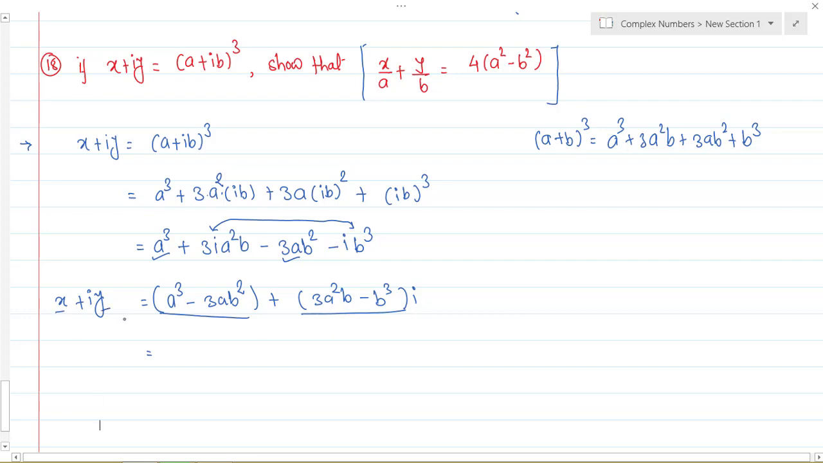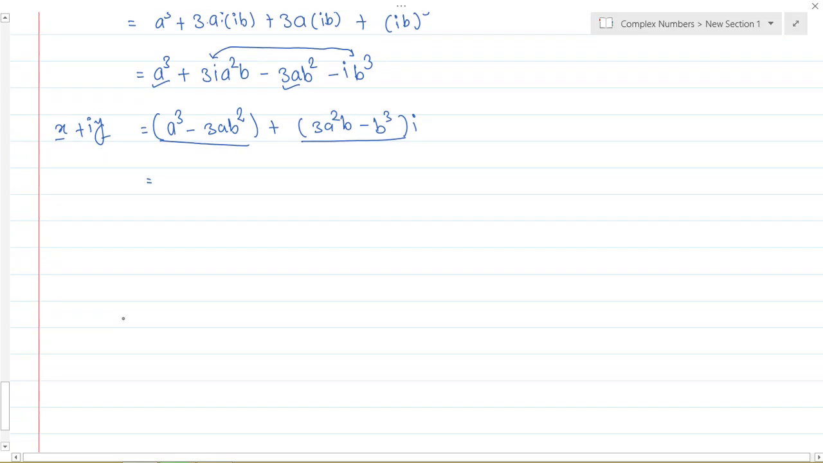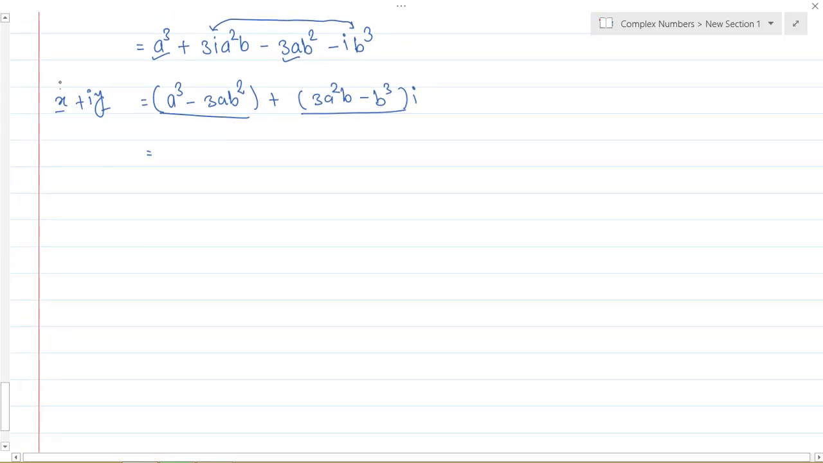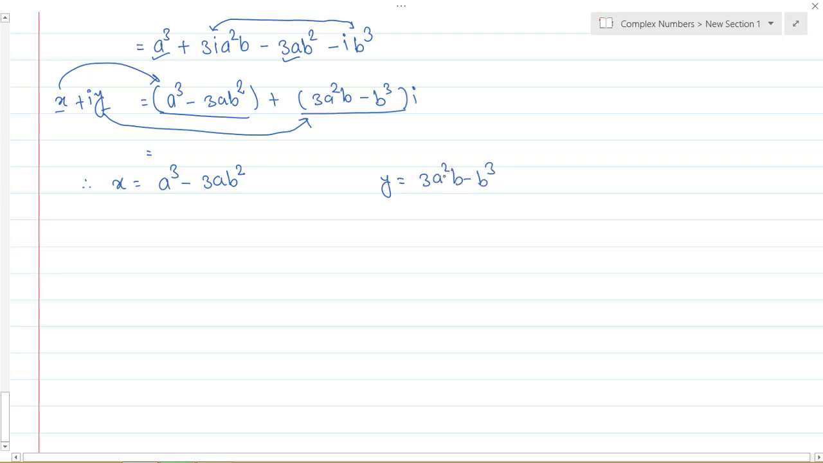So what we can do, simply compare these two equations and you will get the real part equal to the real part and the imaginary part equal to the imaginary part. Therefore x is equal to what? It's a cube minus 3ab square. And what is y equal to? It is 3a square b minus b cube. Now if I take a common here, what I will get? a in bracket a square minus 3b square.